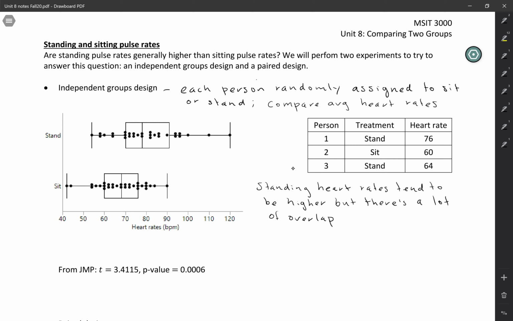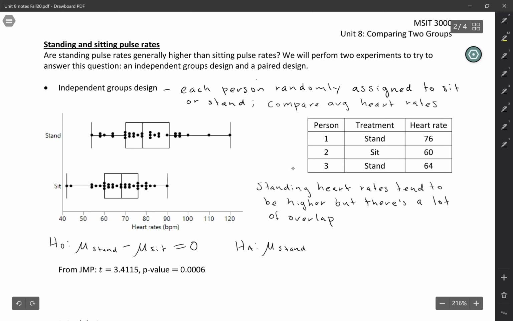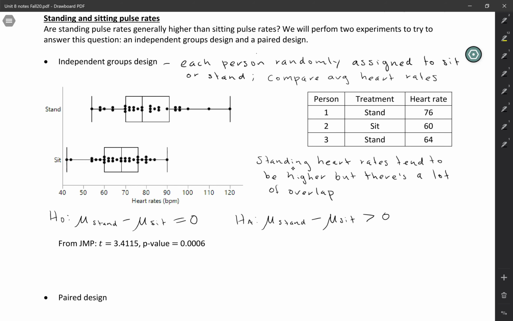To answer that question, we need to do a hypothesis test. So we're going to state the null. We could do it as the two means being equal to each other, but I'm going to state it here as a difference: the mean for standing minus the mean for sitting. The null hypothesis would say that those are actually equal, that it happened in this sample just by random chance that standing was higher, but in the long run they would actually be equal. The alternative, the thing that we're trying to show, is that standing is higher than sitting. In other words, if we're arranging it this way, the mean for stand minus the mean for sit is greater than 0.